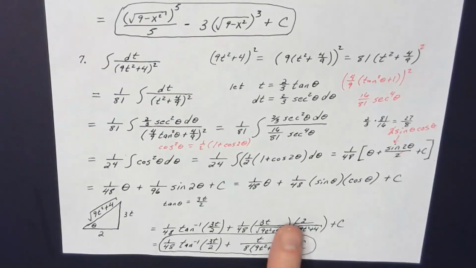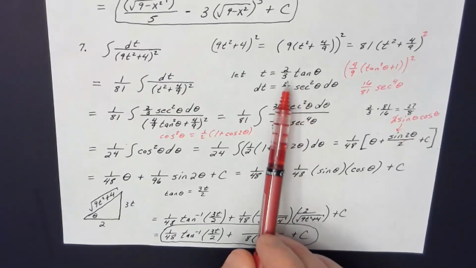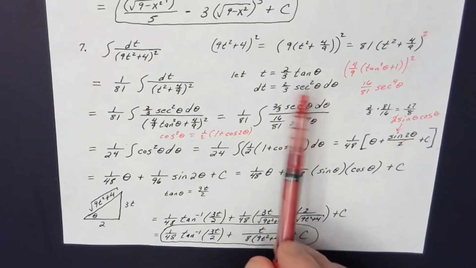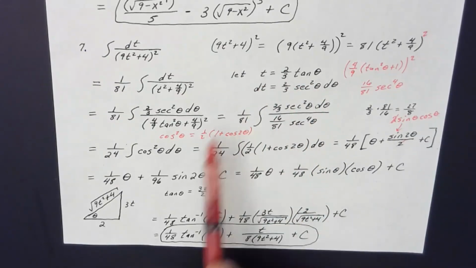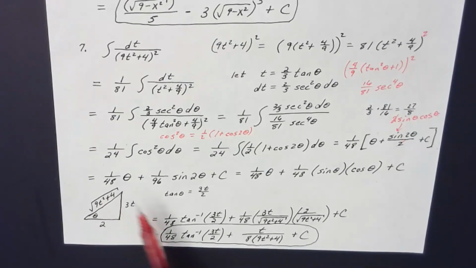To get this into terms of t, all I needed to do is go back to my original problem and say I let t equal 2/3 tangent theta. So if that's the case, then the tangent of theta is equal to 3t over 2. So I said, okay, the side opposite theta is 3t, the side adjacent to theta is 2. My hypotenuse has to be the square root of this side squared plus this side squared, your 9t squared plus 4. Now we go into our problem.